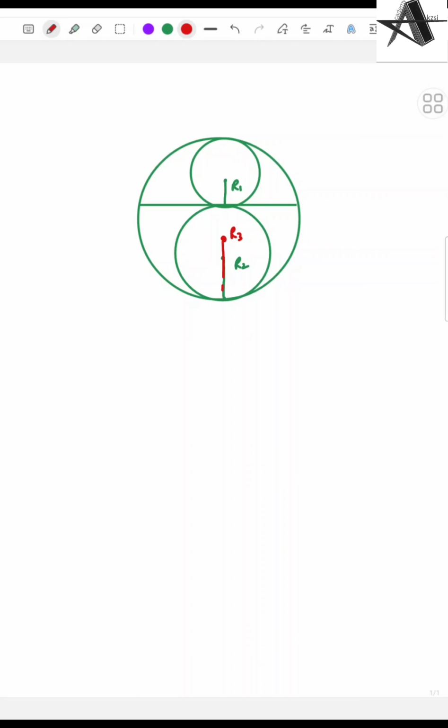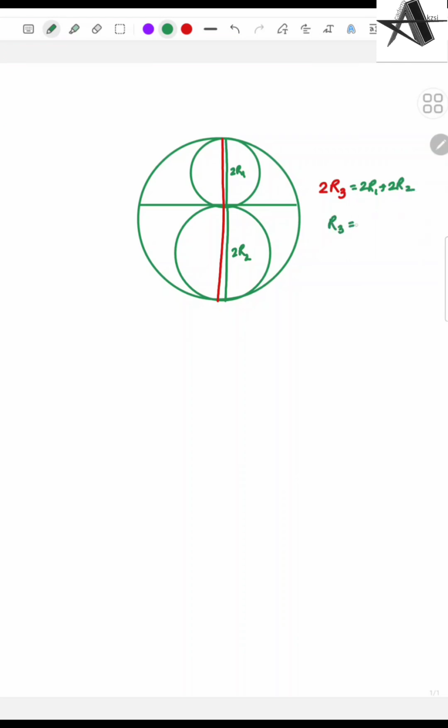Clearly you can see here, the diameter of the largest circle is this one, no doubt, and this can be written as 2R3. Diameter is twice the radius. The diameter of the smaller circle is this one, which can be written as 2R1, and the diameter of the second circle is this, which is 2R2. You can clearly see if I add 2R1 and 2R2, it's equal to 2R3. That's the relationship between them. If I add the diameters of both, it's equal to the diameter of the largest circle. So it will be 2R1 plus 2R2.